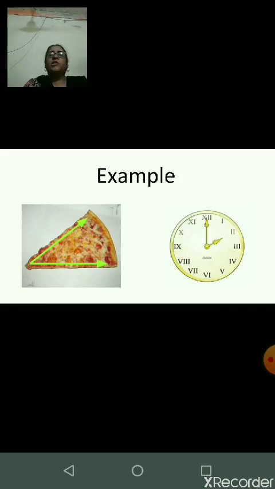Here, what do you see in the first picture? Yes, it shows a slice of a pizza. Now, when you see the slice of the pizza, you have seen the arrow mark is shown. Yes. So, the arrow mark is shown just to make the angle clear. Which type of angle does it make? Yes, it is an example of an acute angle. Now, in the second picture, how much time is shown? 2 o'clock. Okay, very good. So here also, if you see the hands of the clock, it makes an acute angle.